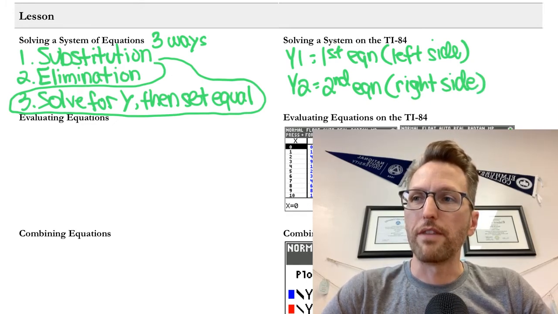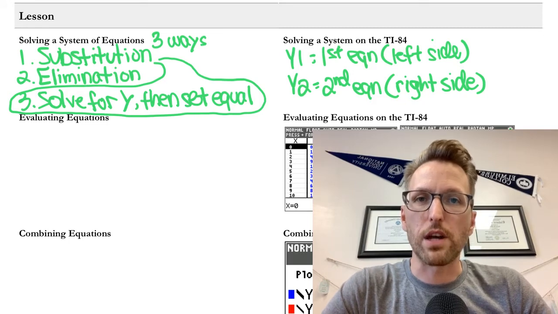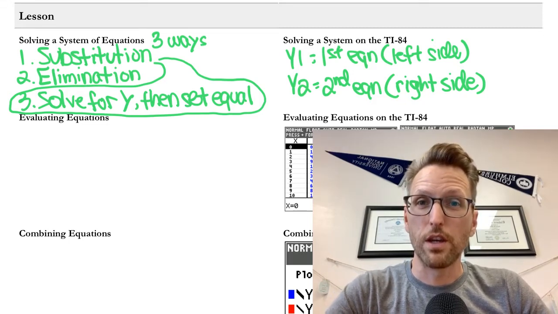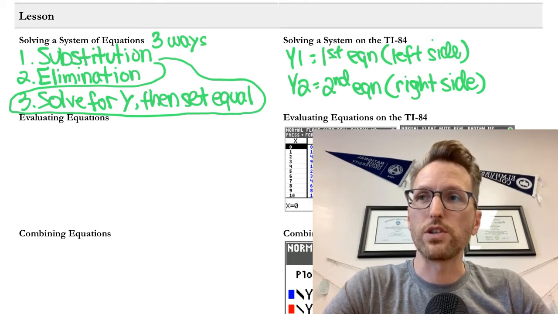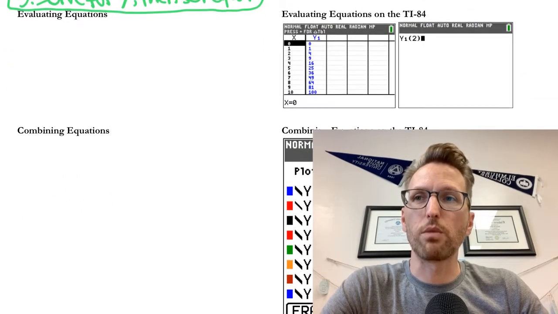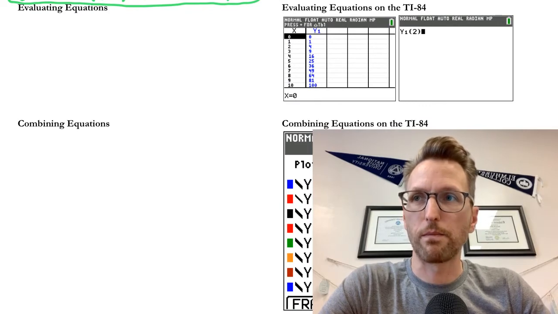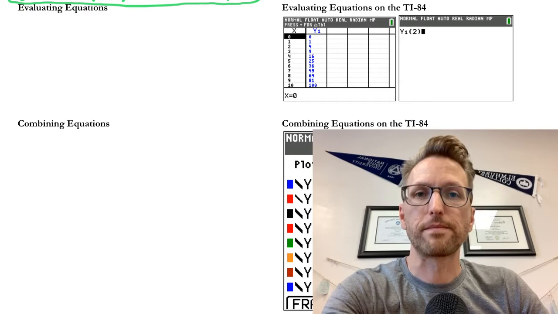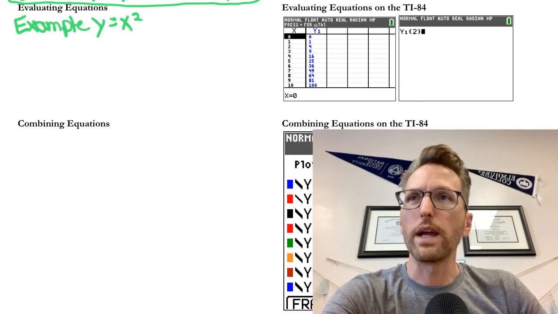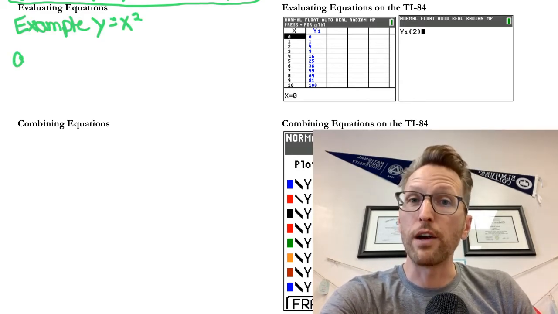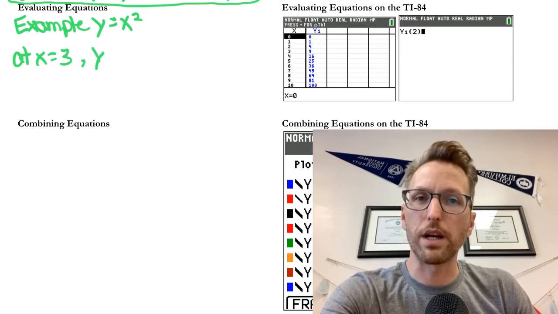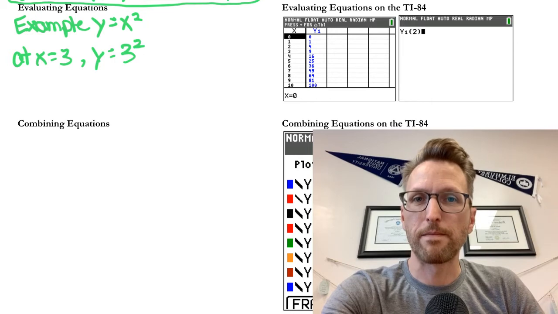Now, let's talk about evaluating equations, which we really already talked about in a previous video, but it was called evaluating functions. So to evaluate equations, really what we're doing is just plugging in. So let's talk about an example, y equals x squared. For y equals x squared, if we want to find out the value of y at x equals 3, well, we plug it in. We plug in 3 for x, and we square it. So we get y equals 9.